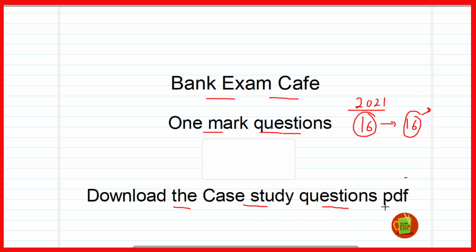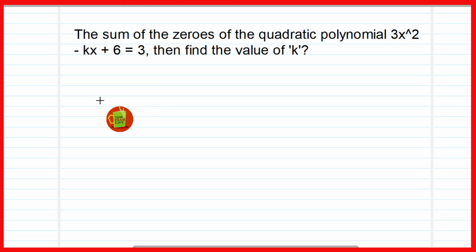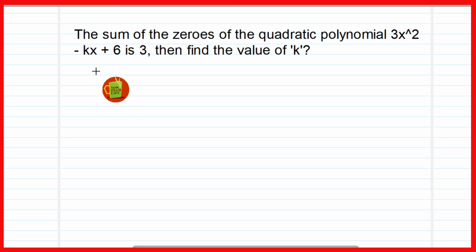Now in today's episode we will see the first question of 1 mark. So here is the first question on the screen. The sum of the zeros of the quadratic polynomial 3x square minus kx plus 6 is 0, then find the value of k.